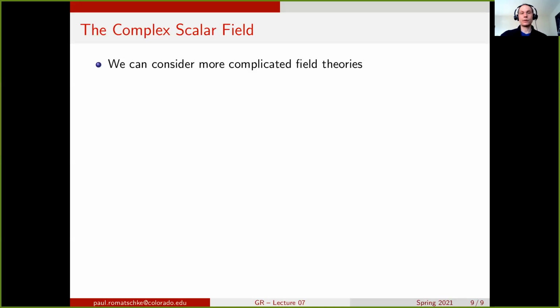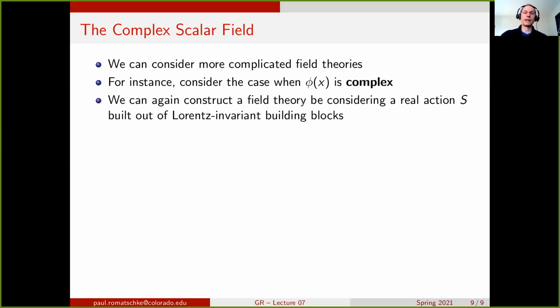Finally, before concluding the lecture, I want to point out that we can consider more complicated field theories. So I already alluded to the fact that we can think of vector fields or tensor fields. In this case, I want to remind you that we can also consider a case where the field phi itself is a complex field. So it's no longer real, but complex. So it has a real and an imaginary part. We can again construct a field theory by considering an action that is Lorentz invariant. And in addition, we want to require S to be real.